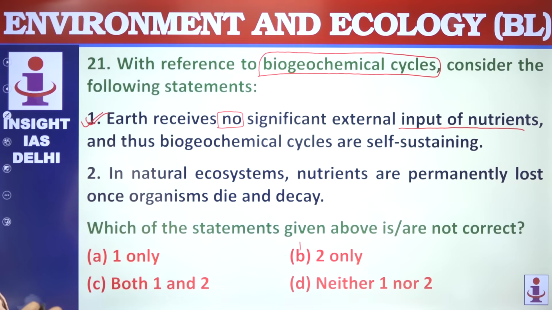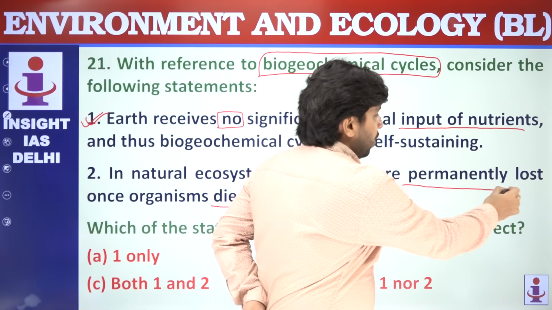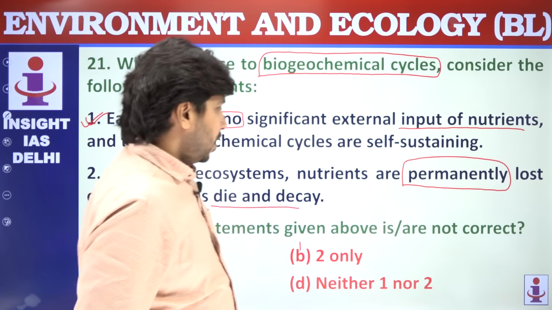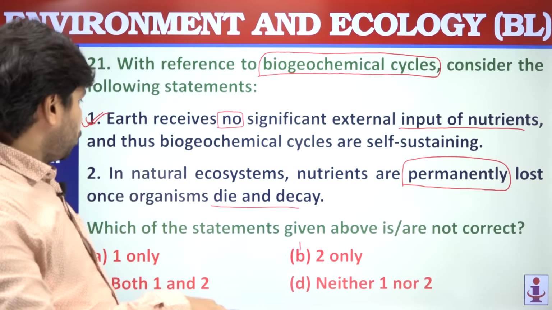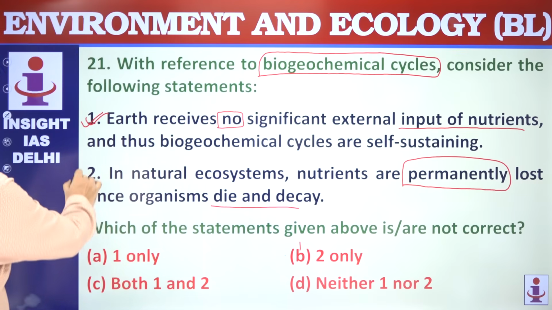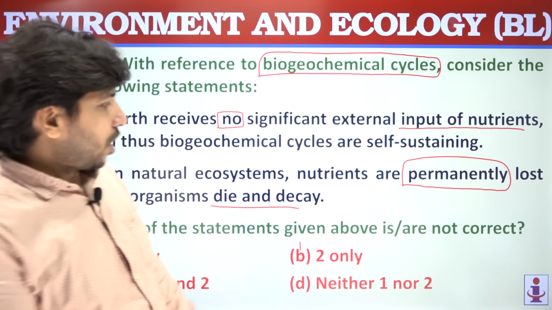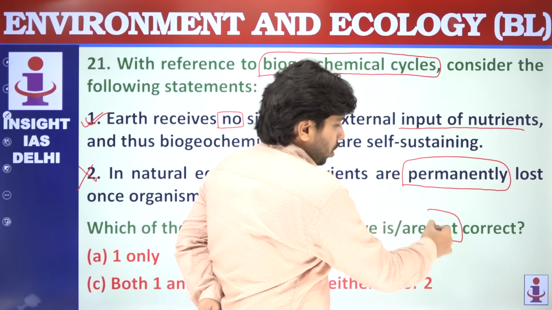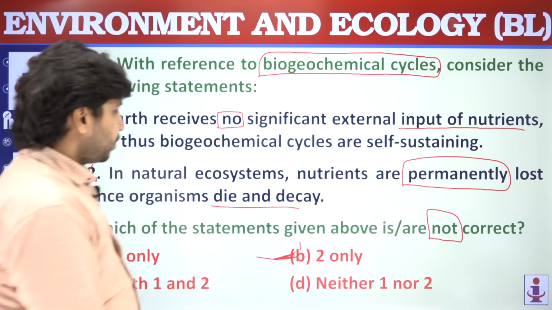In natural ecosystems, nutrients are permanently lost when organisms die and decay. No, not permanently lost. Even if an organism is dying and decaying, the nutrients are coming back to the ecosystem. So it is not permanently lost. So statement 2 is not correct. Question is asking about not correct statements. Okay, so option B will be the correct answer.